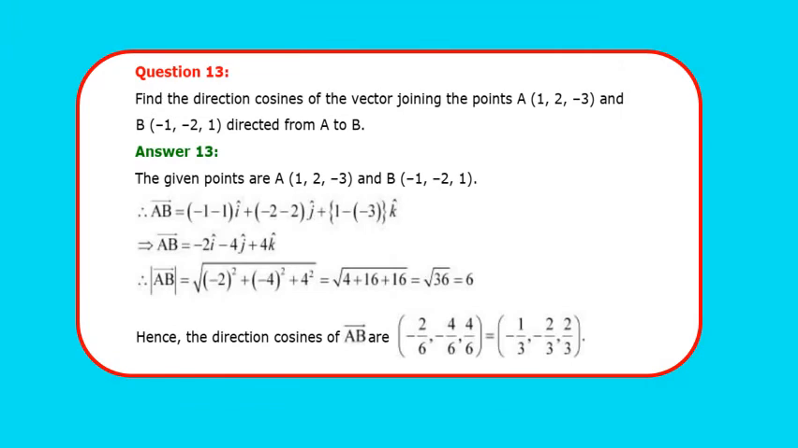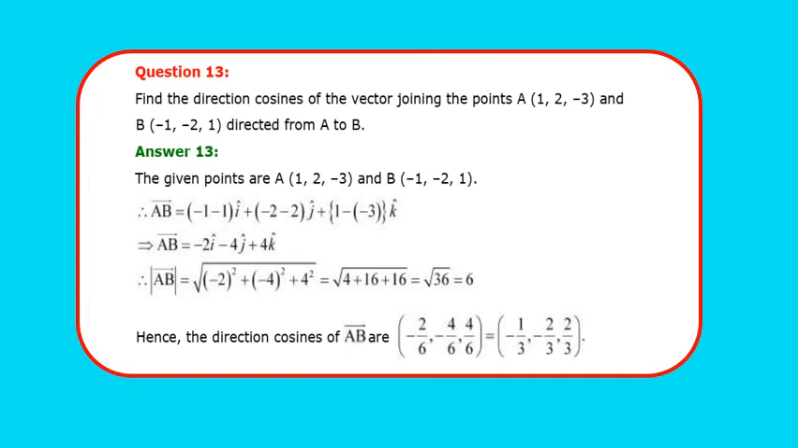Moving to question 13. Find the direction cosines of the vector joining the points A 1 2 minus 3 and B minus 1 minus 2 1 directed from A to B. So we have 2 points and first we have to find the vector, and we have the formula for that. So the given points are A is equal to 1 2 minus 3 and B minus 1 minus 2 1. So vector AB will be equal to minus 1 i plus minus 2 minus 2 j plus 1 minus minus 3 k. So we get vector AB equals minus 2i minus 4j plus 4k.